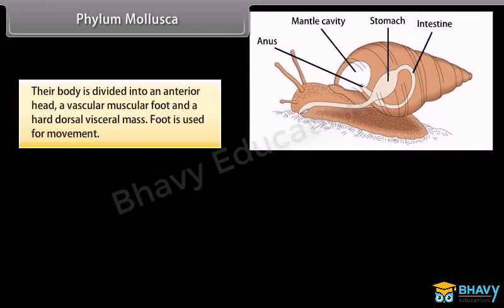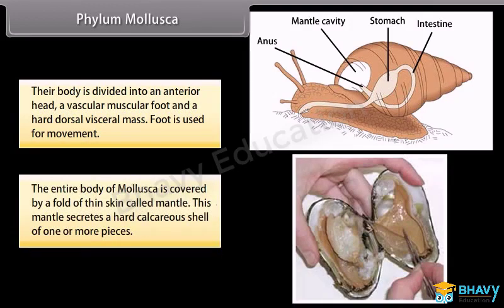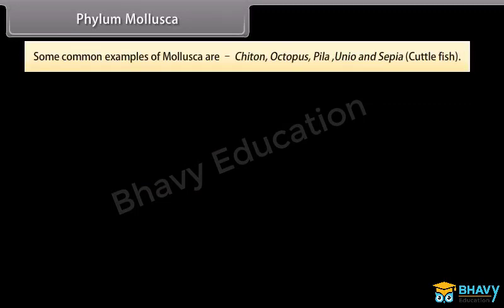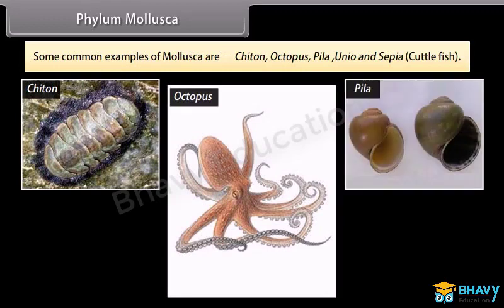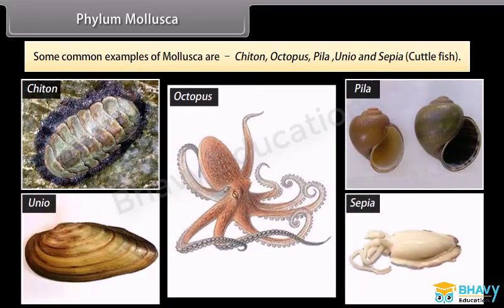Their body is divided into an anterior head, a ventral muscular foot, and a hard dorsal visceral mass. The foot is used for movement. The entire body of Mollusca is covered by a fold of thin skin called mantle. This mantle secretes a hard calcareous shell of one or more pieces. Some common examples of Mollusca are chiton, octopus, Pila, Unio, and Sepia, cuttlefish.